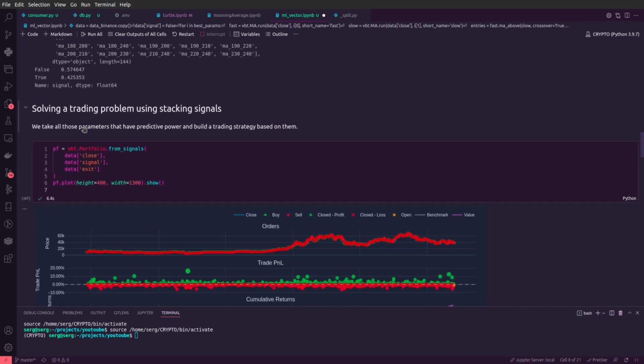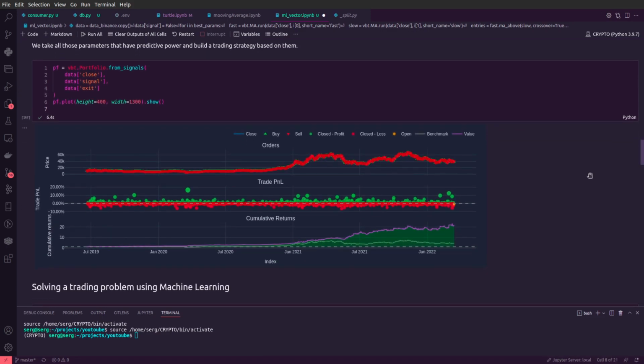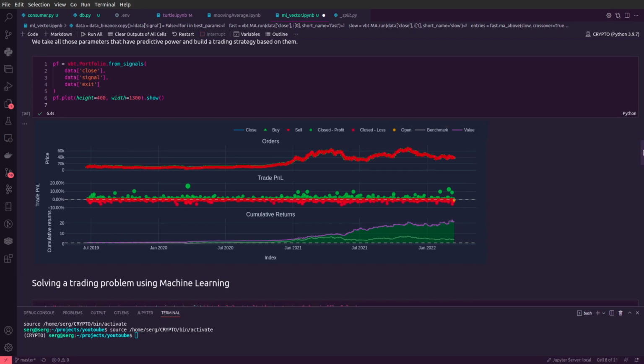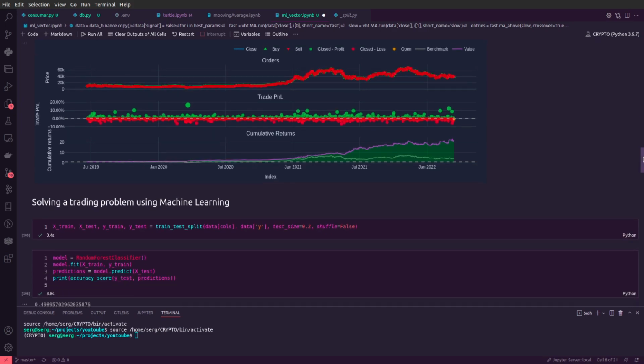Okay, let's do this stacking, and we do this backtest, and you see we have a very good strategy with a smooth line of profit, and we solve this trading problem using stacking signal. This is a trick for you, and you could use it for this strategy or another strategy. I like this approach.